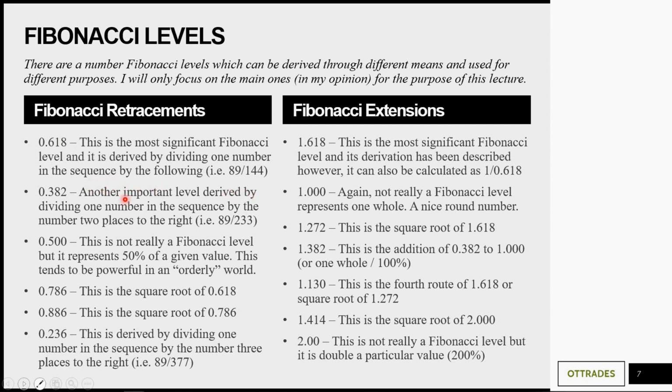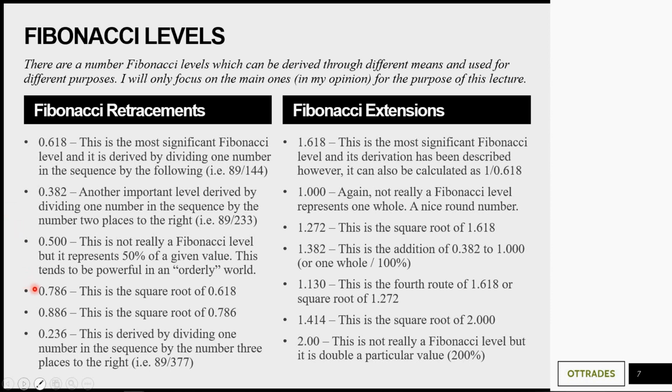Another important level derived by dividing one number in a sequence by the number 2 places to the right is the 0.382 level. Like I mentioned before, the 0.5 level is not really a Fibonacci level because it's not calculated using that Fibonacci sequence. However, it represents 50% of a given value, which tends to be a powerful figure in an orderly world. And like I said, humans, as part of nature, we like order. So that 50% is quite a powerful Fibonacci level.